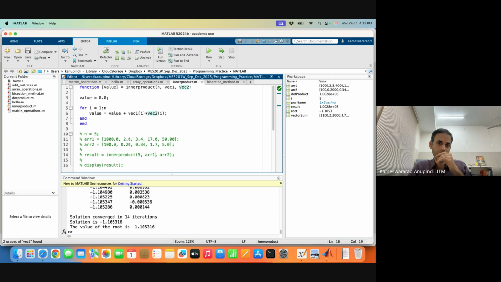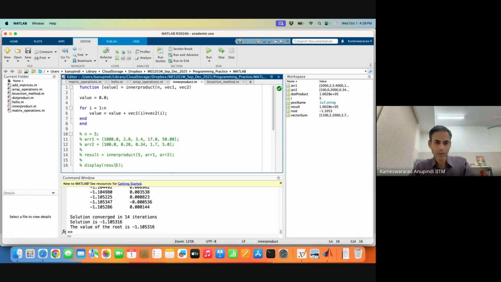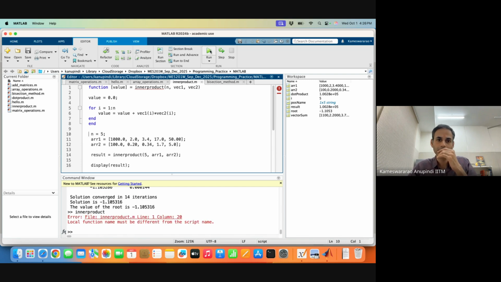Now, of course, I could do this. Let me uncomment these things. Oops, I could not do it this way. Let me delete. There must be some block delete as well. So this is now saved, but then I try to run it. Let's say you click on this run button. It says function name must be different from the script name.